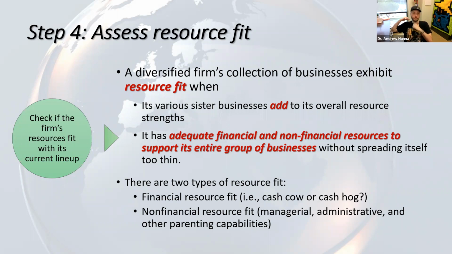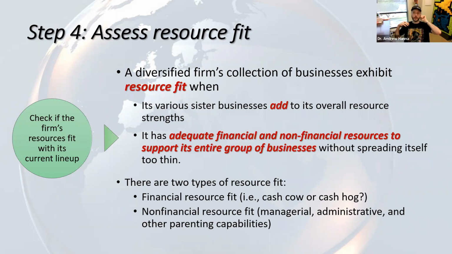So we look for the diversified firm's collection of businesses exhibiting resource fit by looking at two different kinds of fit. We have financial resource fit and we have non-financial resource fit. Now, financial resource fit is going to include whether or not we as a parent company, is our firm a cash cow or a cash hog, right?